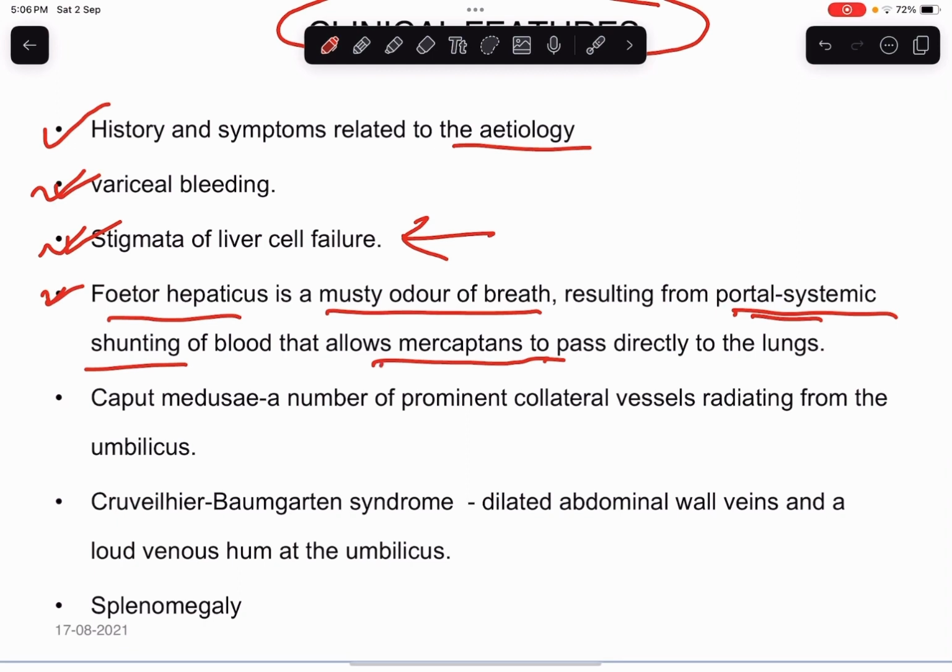So mercaptans will go directly into the systemic venous system and they will directly pass to the lungs. So there will be fetor hepaticus or musty odor in the breath.